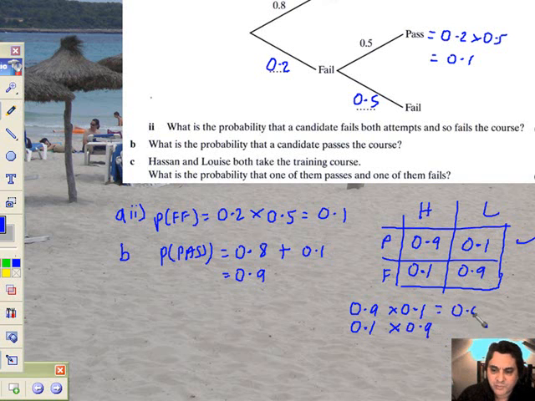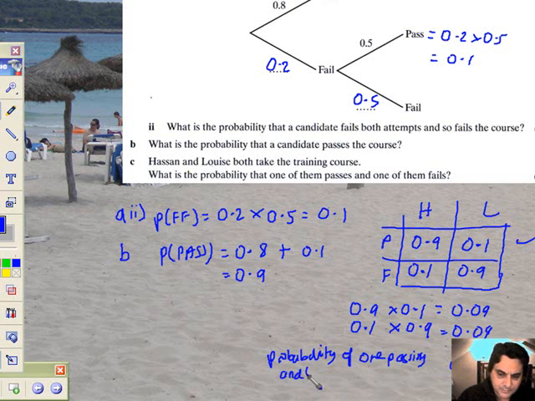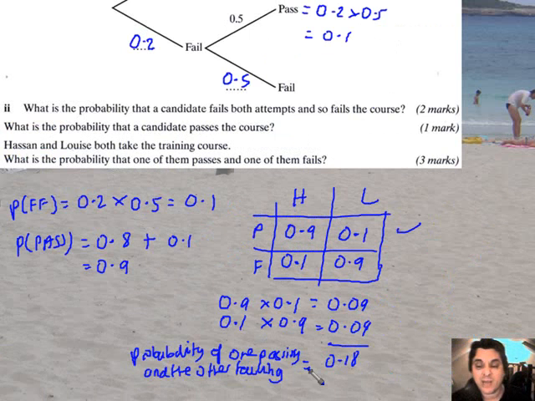Working both these out, we have 0.09 and 0.09, grand total 0.18. So that's the final probability. Alright, so the probability of one passing and the other failing equals 0.18. I hope that's come out okay on the video.